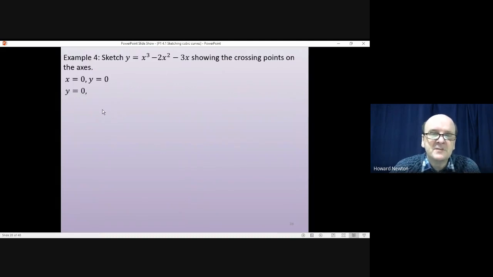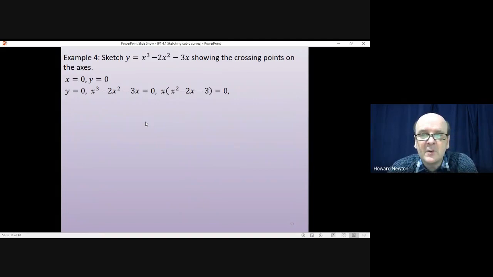Then we say what happens if y equals 0? Well, if y equals 0, this whole expression is equal to 0, and this is when you need to factorize it. So I can take x out, and that'll give me x times x squared minus 2x minus 3 equals 0. And then this quadratic in the brackets here does factorize as well into 2 brackets. Gives us x times x minus 3 times x plus 1 equals 0.